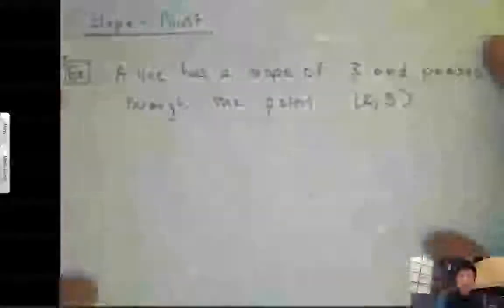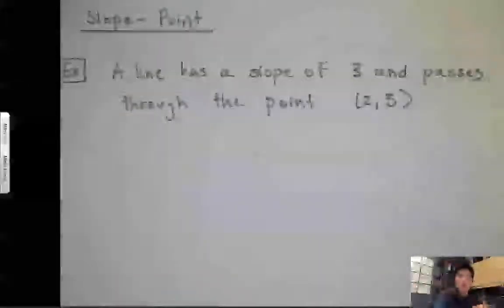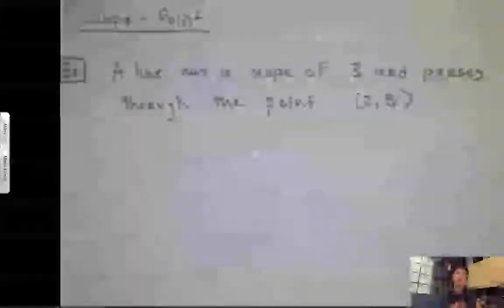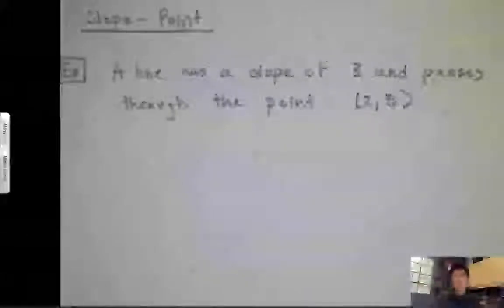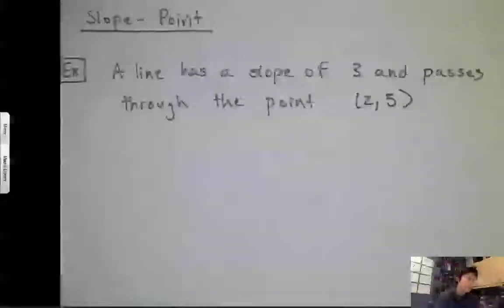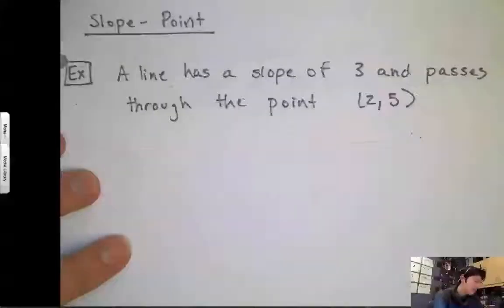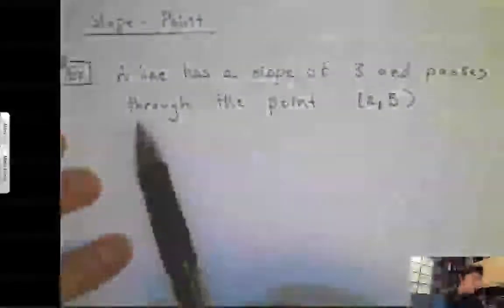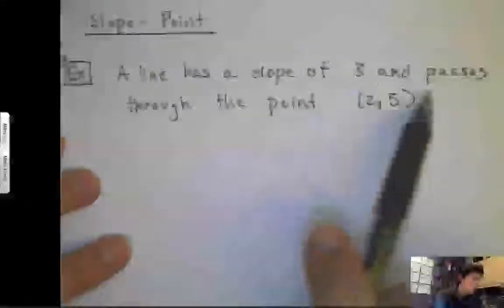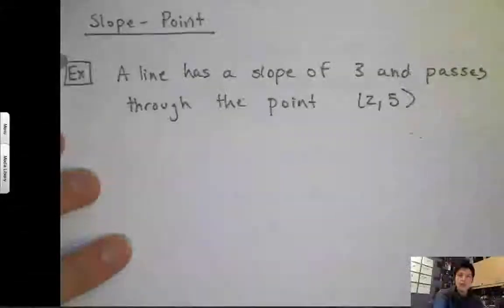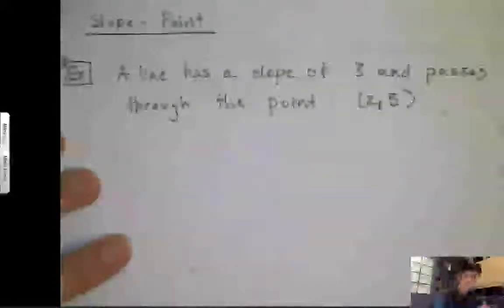Okay, so let's talk about what happens when they give you slope and point. So you're reading a problem on a test, or you're working on your homework, and the clues that they give you are, they tell you the slope of a line, and they give you 1 point that the line crosses through. To give you an example, here's a problem. A line has a slope of 3 and passes through the point 2, 5. Write an equation for this line.